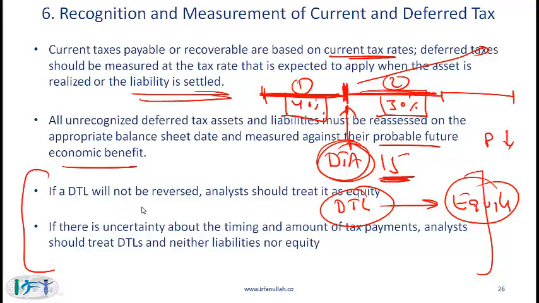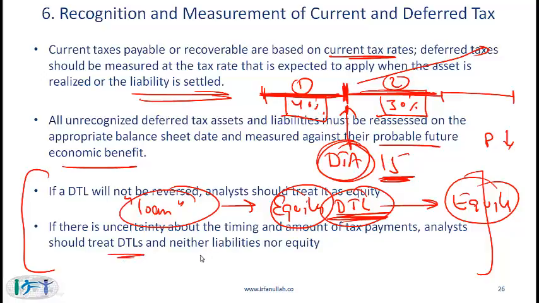Let's say that you take a loan from your parents, and after a few months, it becomes obvious to you and your parents that this loan is not going to be returned. So effectively, what you can then do is treat that loan as your equity because it's not going to be returned. The same concept applies over here. Something is shown as a liability, but given the current situation, this liability is not going to be paid off. It's not going to be settled. So essentially, that liability can be treated as equity. Another testable point, if there is uncertainty about the timing and amount of tax payments, then analysts should treat deferred tax liabilities as neither liability nor equity. So in the ratio analysis that you do, you effectively remove this amount.